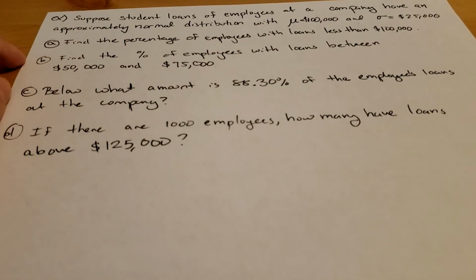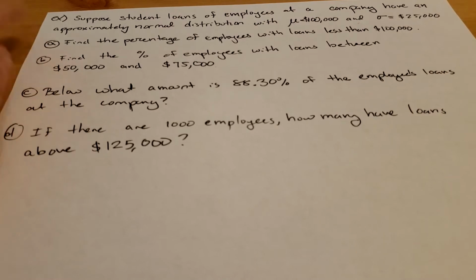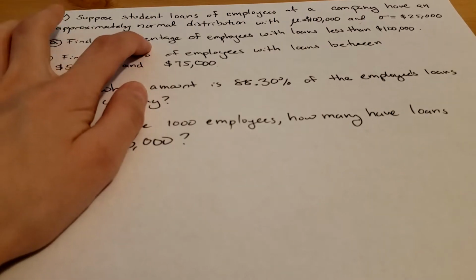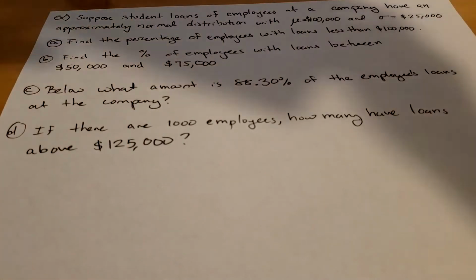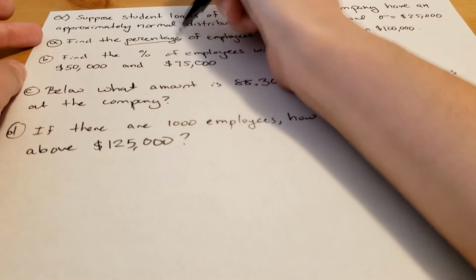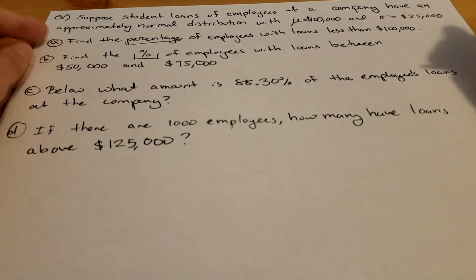Now part B is saying find the percent of employees with loans between $50,000 and $75,000. Oh, and another thing I forgot to say. So part A, we know this is a regular normal curve application problem because they're asking us to find a percent. They're not asking us to find a specific loan amount. See here they're asking us for a percent. In part B, they're also asking us to find a percentage. That's what tells us these are regular normal curve applications.